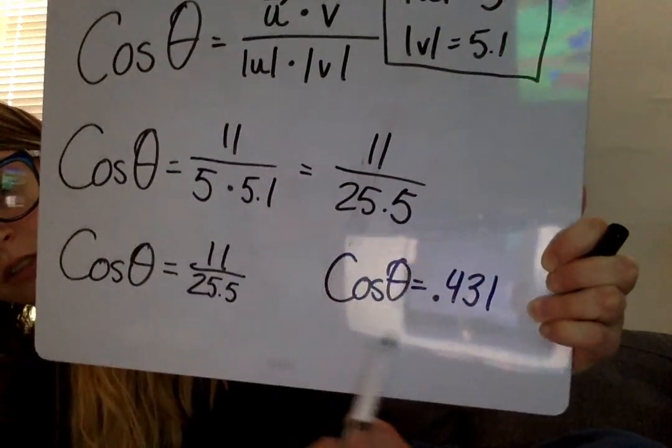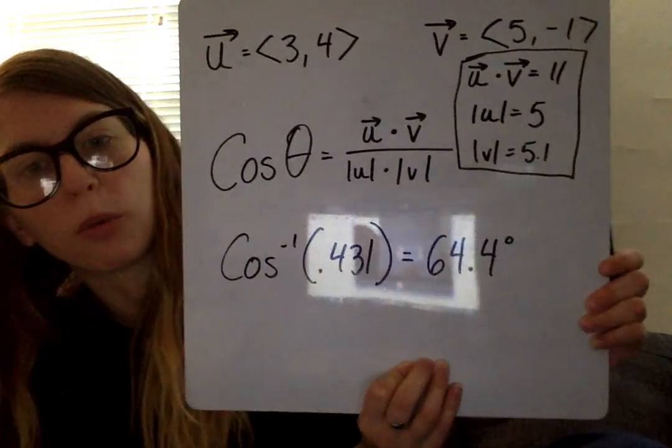right? We're here. And now what we have to do is take the inverse cosine of that. Because we're solving for an angle. It makes sense. That's what the inverse cosine does. It gives us the angle. So I'm going to erase all that work. We're going to do the inverse cosine. God bless you. 0.431. And that's going to give us our angle of 64.4 degrees.